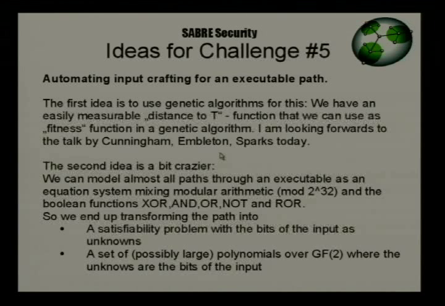Then again, my idea is completely crazy, so I don't think that anybody is crazy enough to pick up on this. The idea would be to model a path through the executable as an equation system mixing modular arithmetic, meaning modulo 2 to the power 32, and the Boolean functions XOR, AND, OR, NOT, and ROR. And we would basically transform a path through the executable into a satisfiability problem. Or alternatively, into a set of possibly very large polynomials over GF(2), which is the field of 0 and 1, where all the unknown bits are the input. And then we try to solve either the equation system or the satisfiability problem.